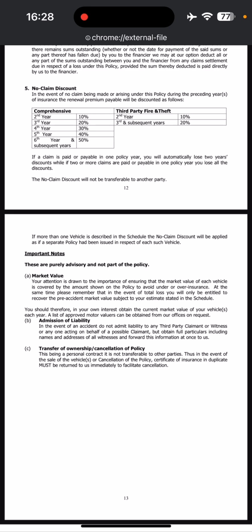You see, if you estimate the value of your car, you may underinsure it or you may overinsure it. So if you overinsure, you lose premium. If you underinsure, average applies in case of a claim. So admission of liability: do not admit liability in case of an accident. Transfer of ownership, cancellation of policy, very, very much important, guys.